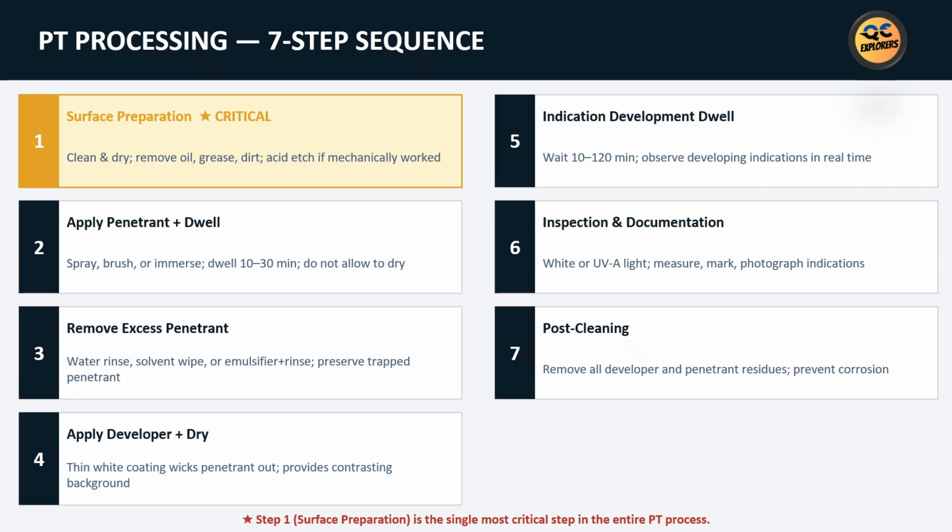Now, Step 3, excess penetrant removal. This is where many inspectors make mistakes. You must remove surface penetrant without removing penetrant trapped inside the discontinuity.